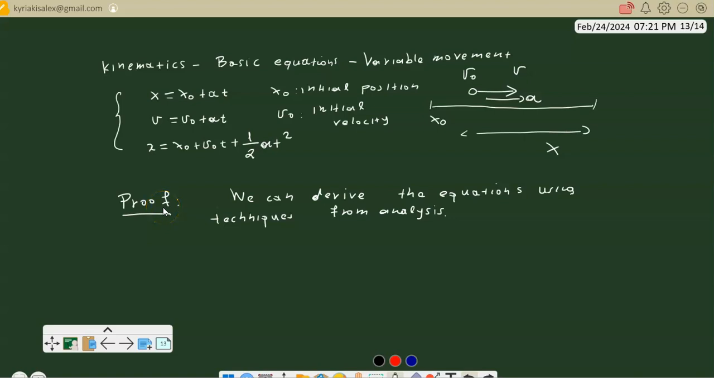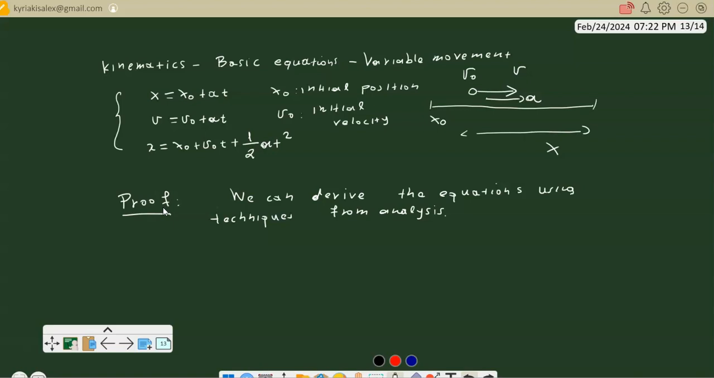Another important topic in physics is variable movement. So imagine that you have an object, a vehicle, moving with steady velocity and steady acceleration.